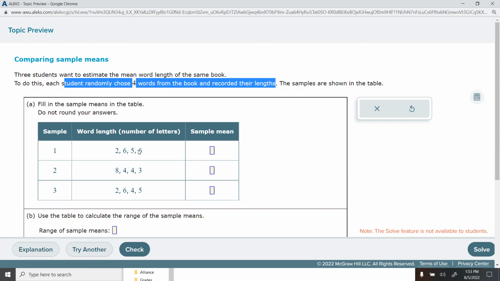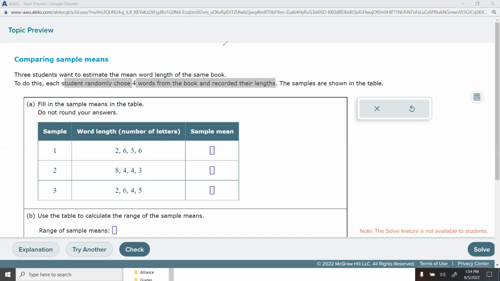All right, so the first student got a 2-letter word, like in or on or something, and then a 6-letter word and a 5-letter word and a 6-letter word. That's not much of a sample, especially when the book probably has 90 to 120,000 words. You could very easily do 100 words in your sample instead of just 4, but whatever. They didn't want us to have to do crazy calculations. That was nice. So here are our samples.